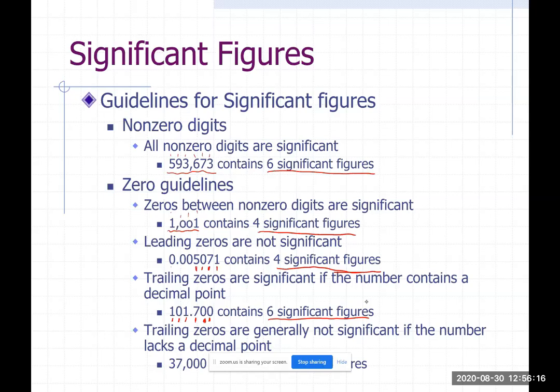So in this case, with this particular value, you have 2 non-zero digits here, the 3 and the 7, and then that's followed up with 3 zeros. So those trailing zeros do not count, and so you have 2 significant figures here.